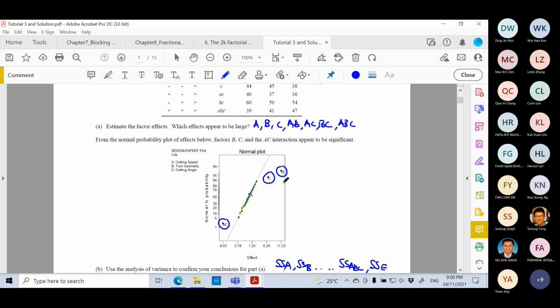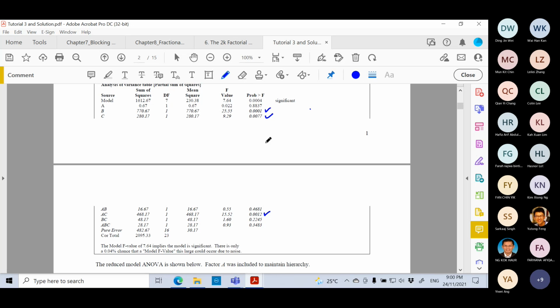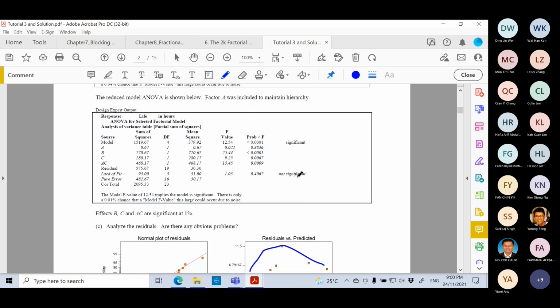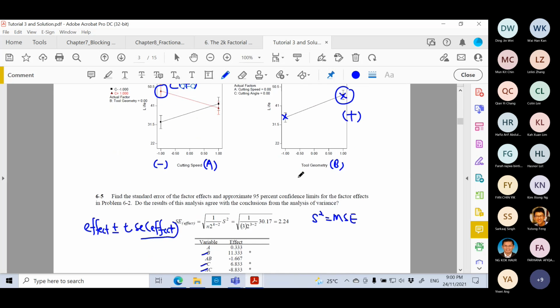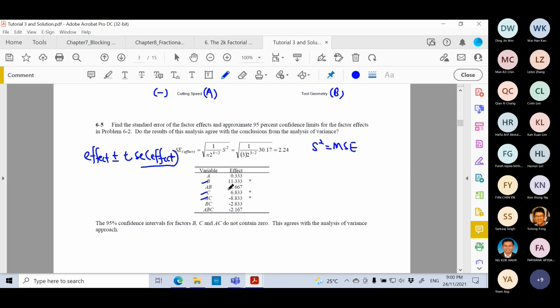you can use these techniques, or you can use this ANOVA table so that you have the SSE, or you can use the effects here. If you want to calculate using the effects, you still need to calculate the MSE. Without the MSE, you cannot calculate the confidence interval here. So you have flexibility to use any of the techniques.